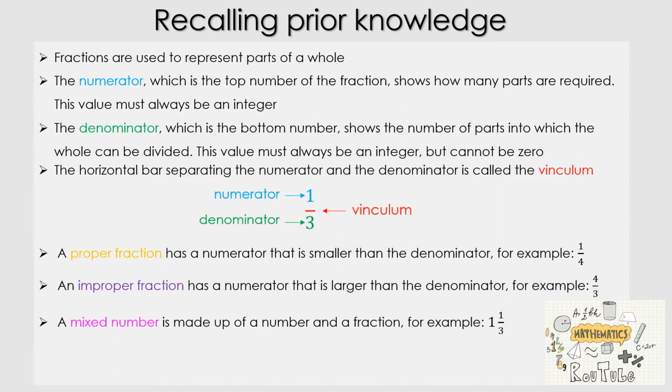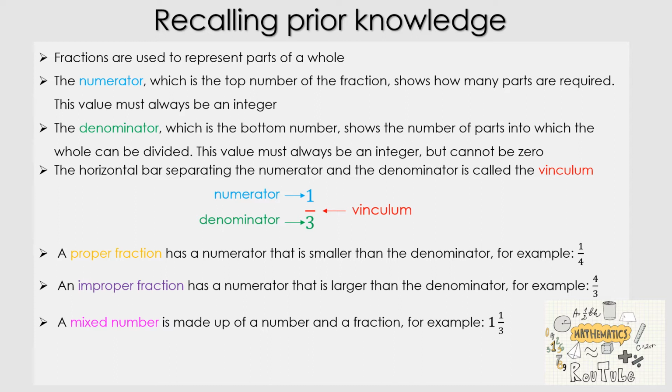Second part of a fraction is what we have as the denominator, which is the bottom number, which shows the number of parts into which the whole can be divided. Okay, this value must always be an integer as well, but it cannot be 0. Okay, and for today, once again, that will always be a positive integer, the denominator.